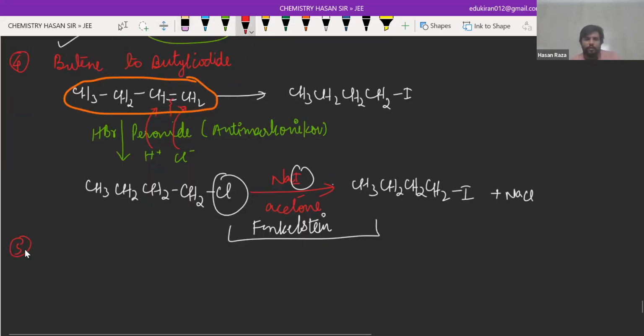Okay. The fifth one is also. You are going to do the fifth one. 2-chloropropane to 1-propanol or propan-1-ol.